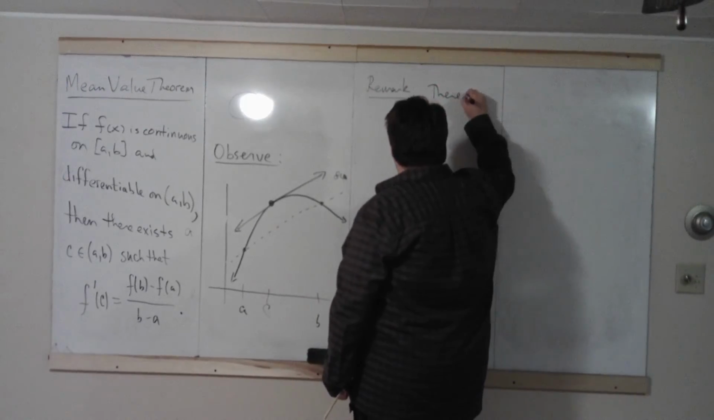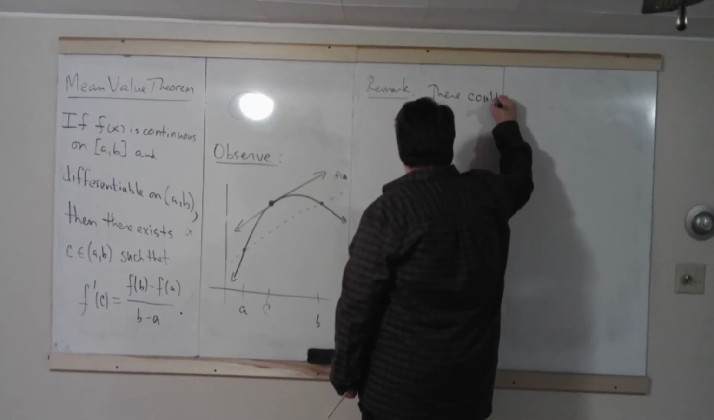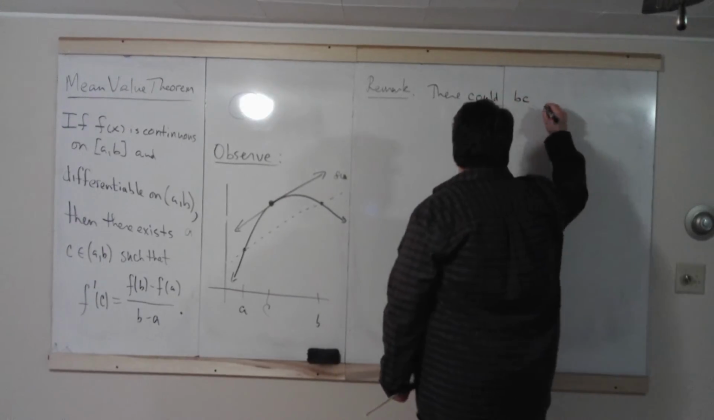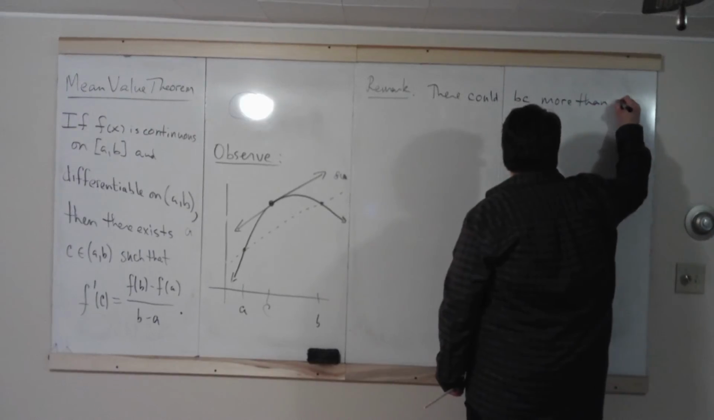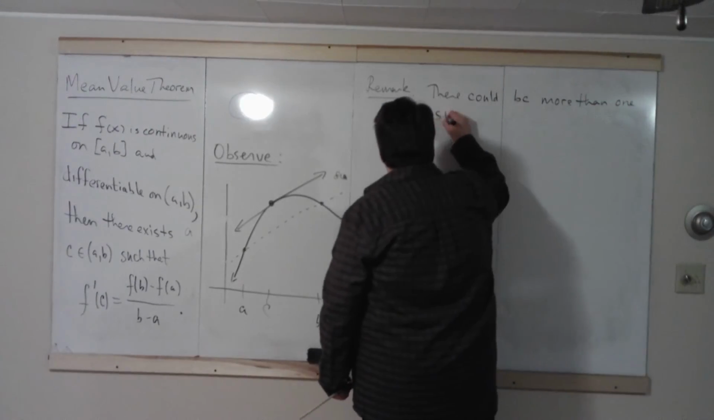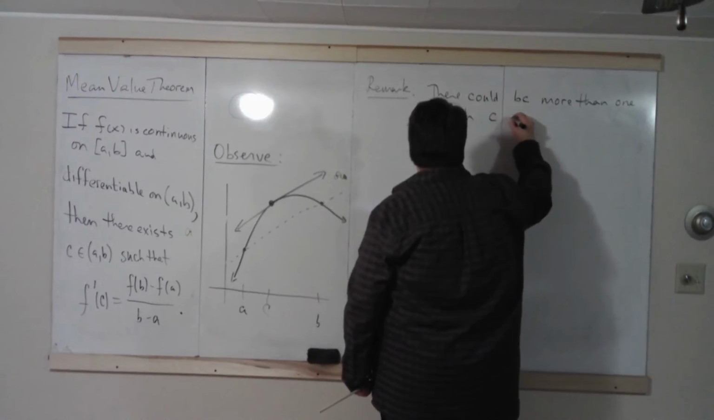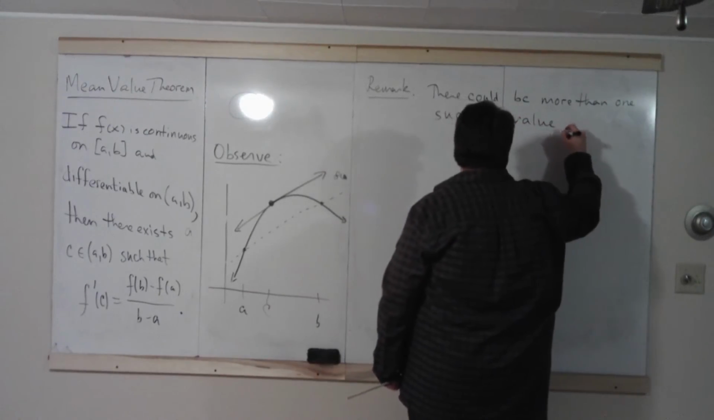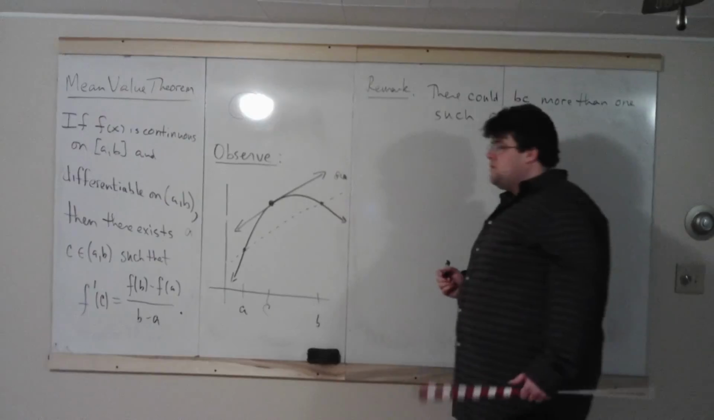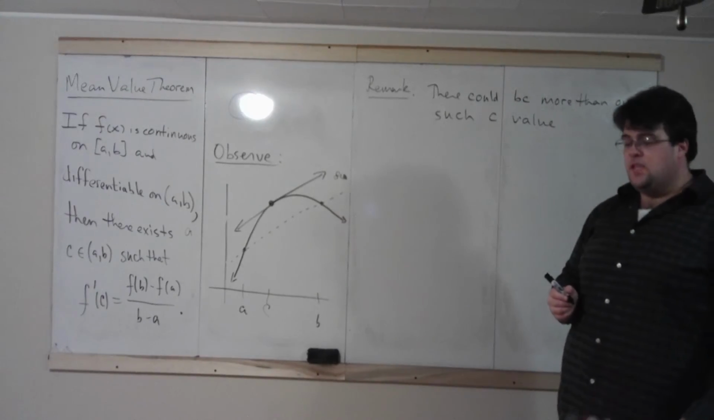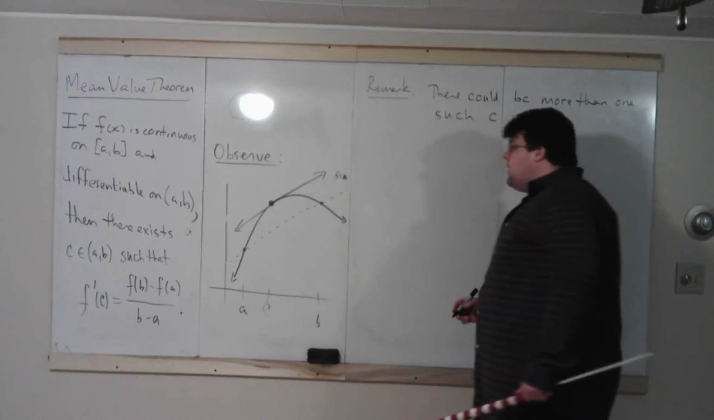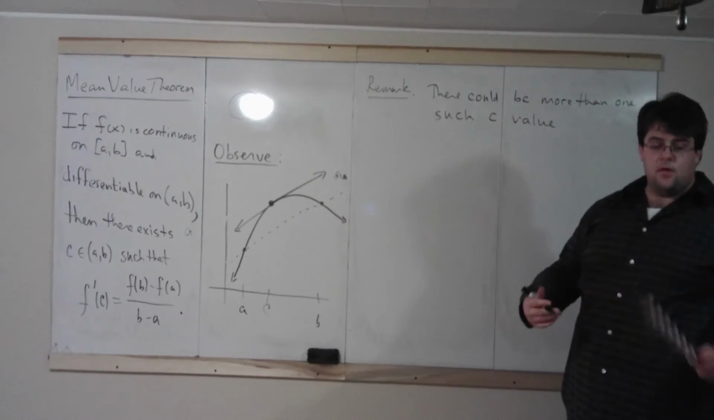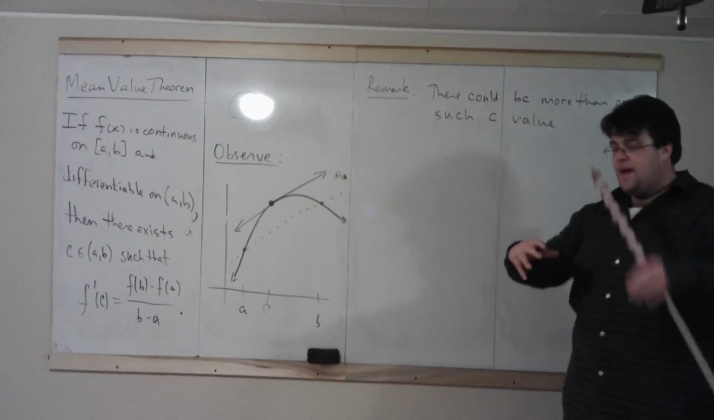There could be more than one such C value. As opposed to, well, the theorem guarantees there is at least one. But there could be more than one. And what would that look like? Well, let's look at it for mean value theorem. The same thing holds for Rolle's theorem if you flatten it out.